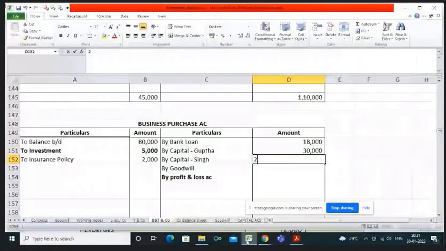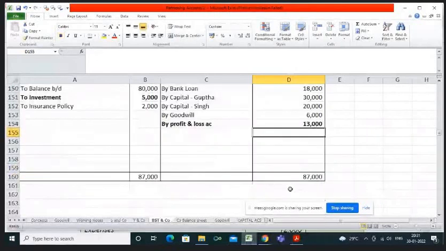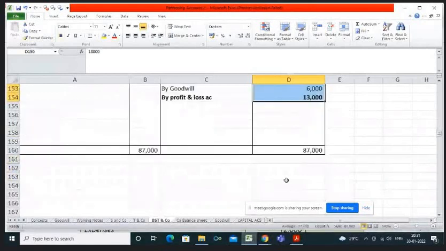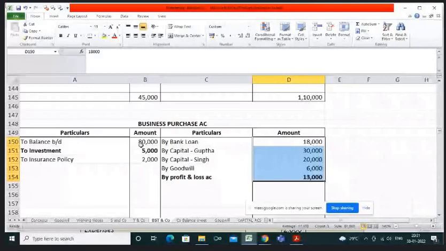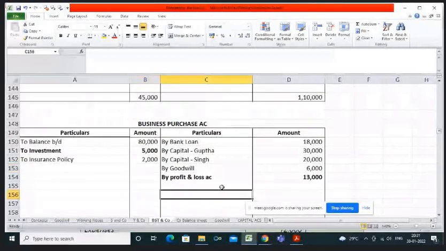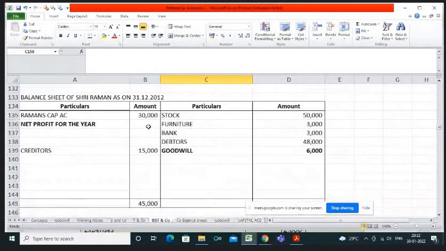And on the credit side, bank loan is not taken over. The value is 18,000. So bank loan not taken over, 18,000. Capital of Gupta and Singh, 30,000 and 20,000. These are also not taken over. And we have paid a goodwill of 6,000. And for the first 3 months there is a profit of 13,000. So if you look at the business purchase account, the credit side will be 87,000 and the debit side will be 87,000. So what is the remaining balance? Business purchase closed. So what is remaining?